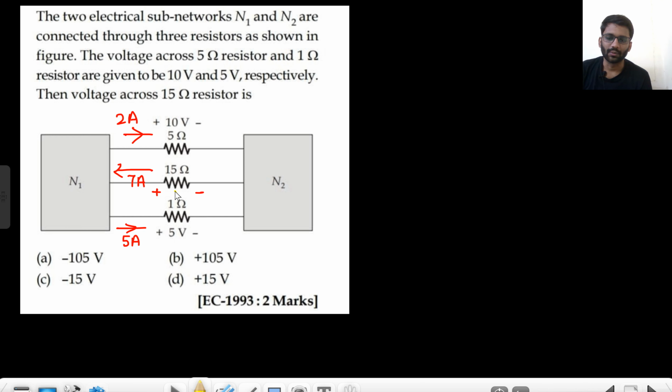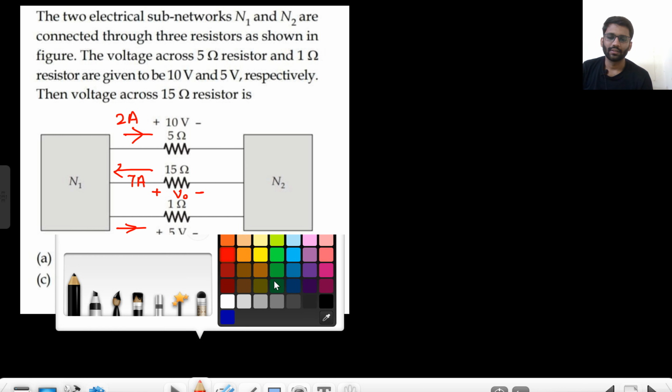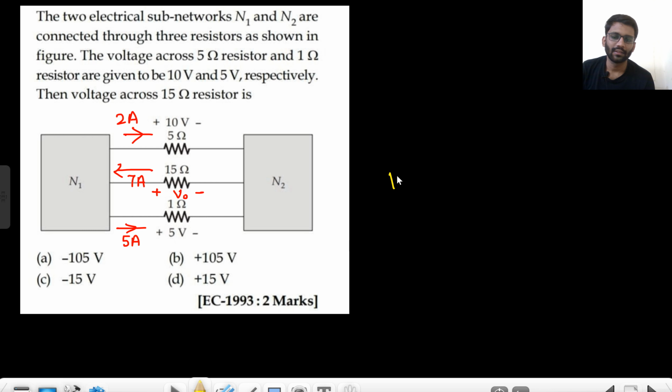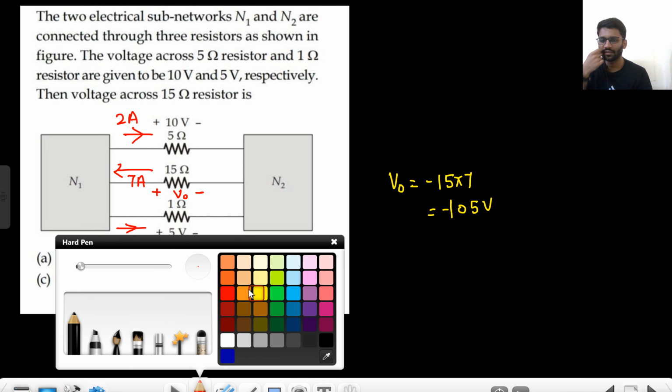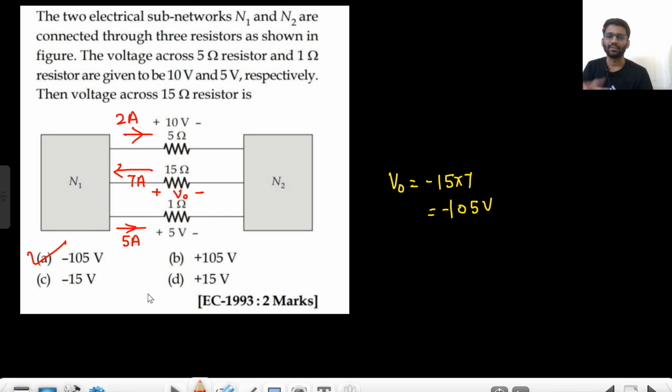So let's just call this voltage V naught. Your V naught is, current is flowing in this manner because 2 ampere current is going out, 5 ampere current is going out. So 7 ampere current is going out, so 7 ampere current would be getting in. So V naught would be minus 15 into 7, that means minus 105 volt. So your V naught value is minus 105 volt. So this is the final answer.